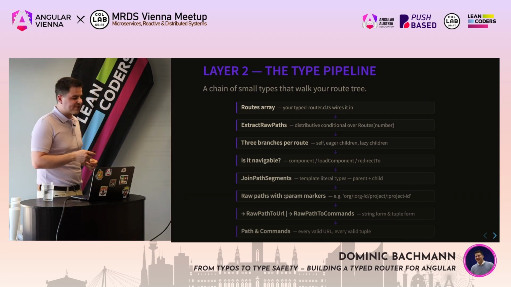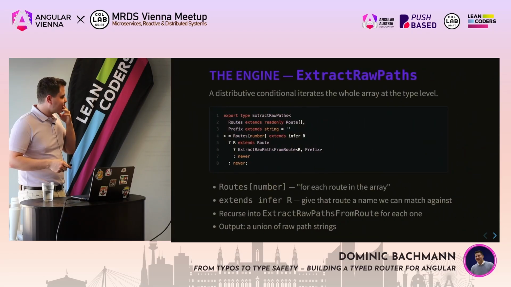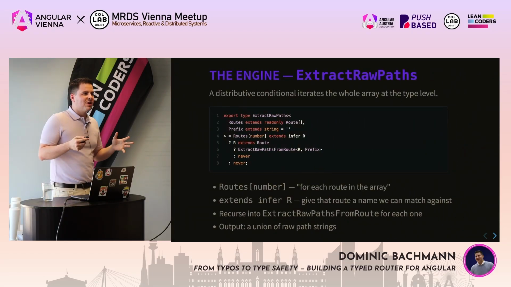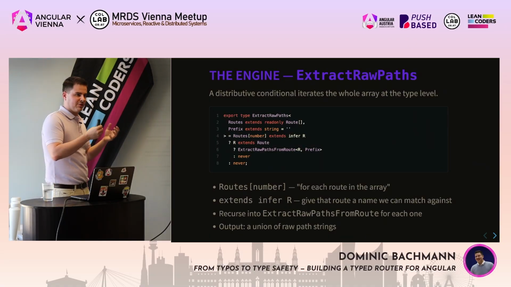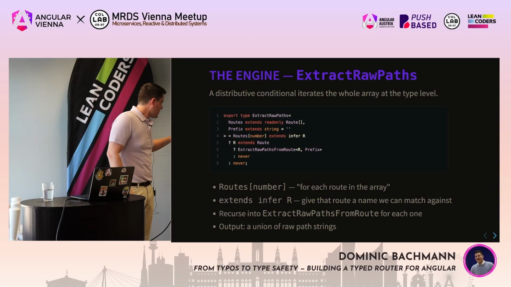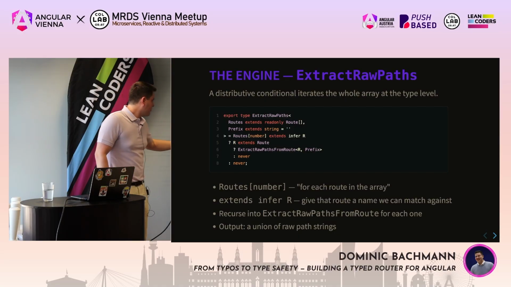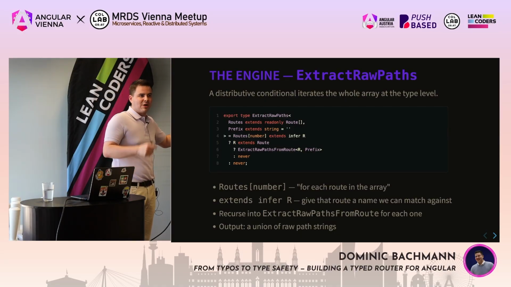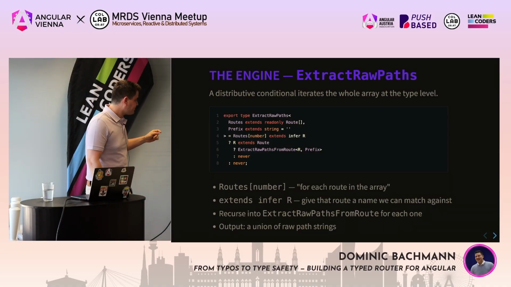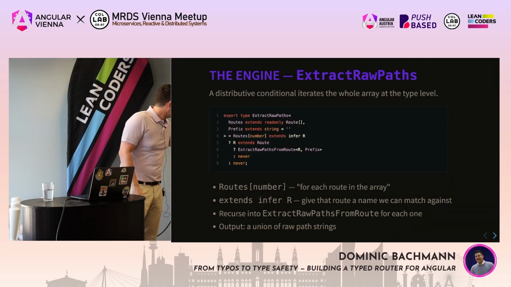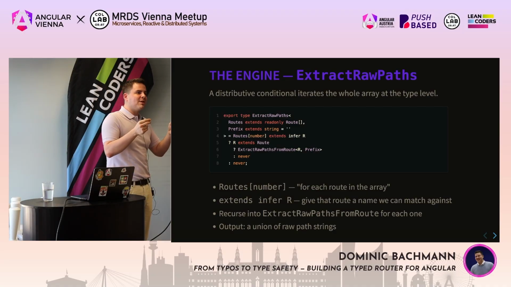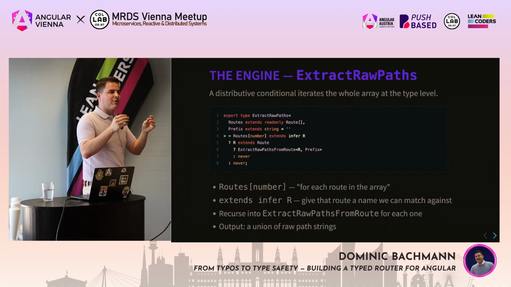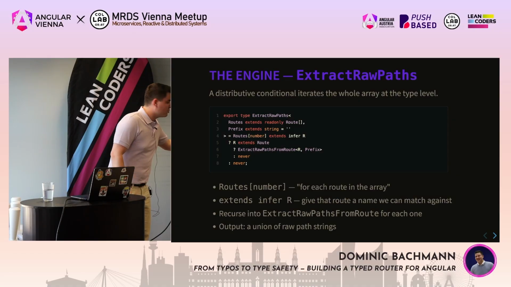All right, now let's go through this pipeline. At the very root, we somehow have to get the paths from the route, right? So what we can do is we put in the routes. This is the Routes type, the array that we pass in. And with the extends, so we have Routes[number] extends infer R, which tells TypeScript, hey, for every entry in the union type, do this down here.